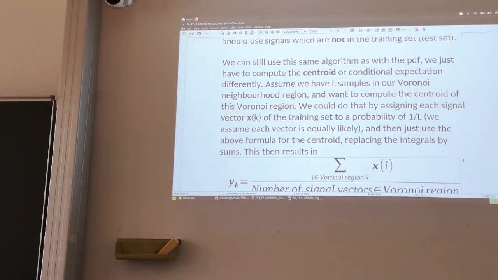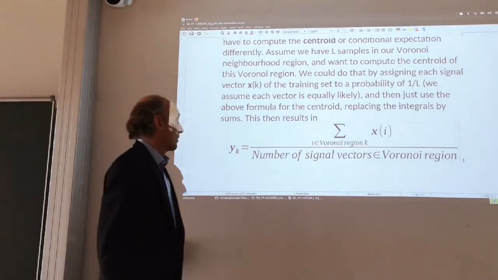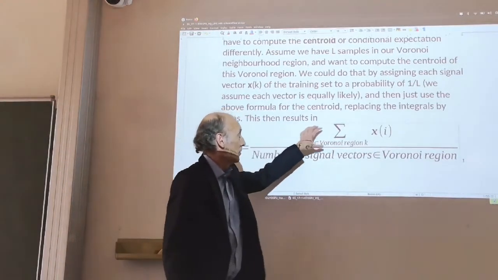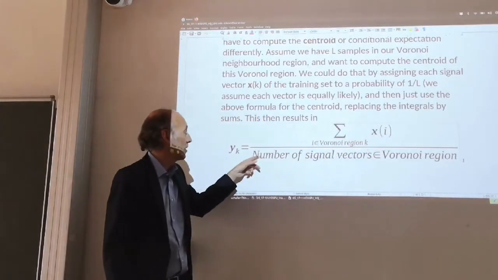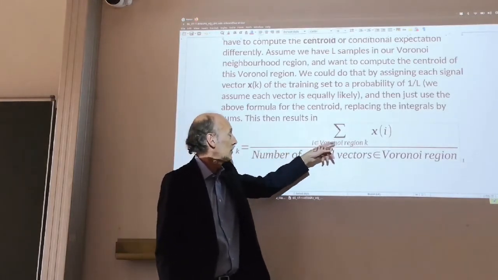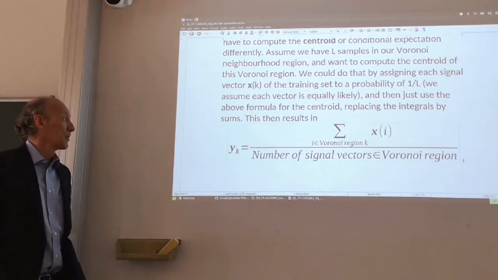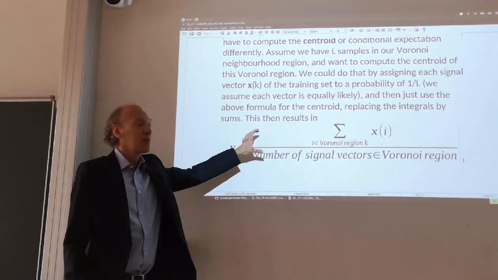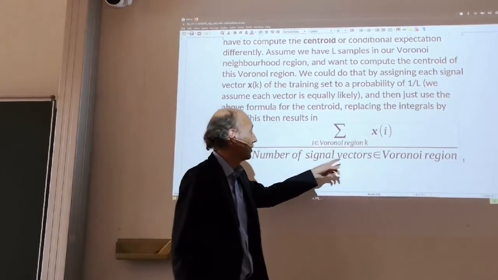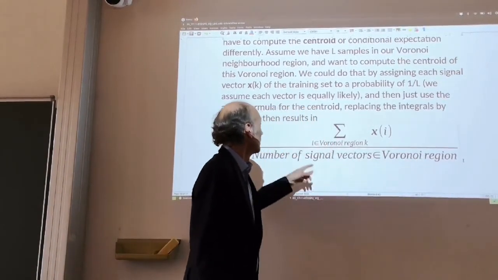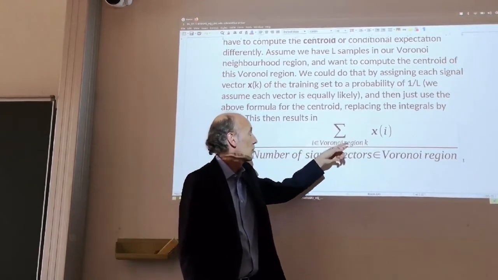So this is our conditional expectation here, the sum over all the x divided by the number of signal vectors here. And this basically gives us the new code vector. So L is the number of signal vectors in this Voronoi region. And here we have the sum over the vectors inside this Voronoi region.